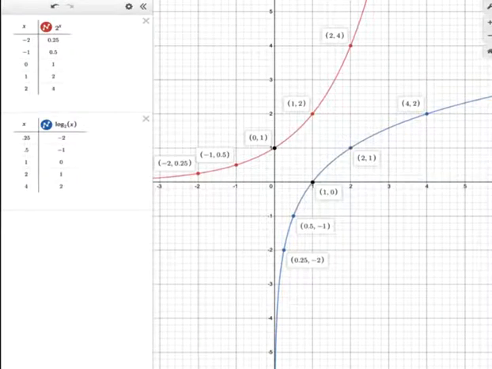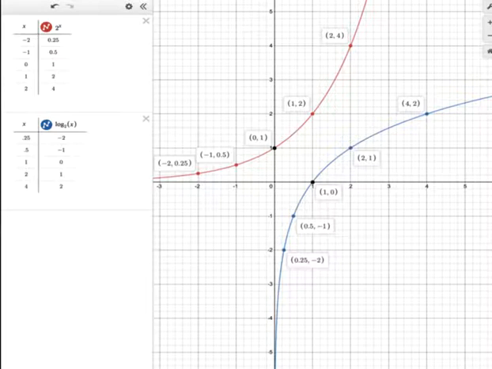Now we're looking at just the two graphs, the two inverses themselves. So the red graph is still 2 to the x, and the blue graph is still log base 2 of x. If you look very closely at the points and how they match up, notice that every y value on the red graph is an x value on the blue graph. So that's another common association with inverses.